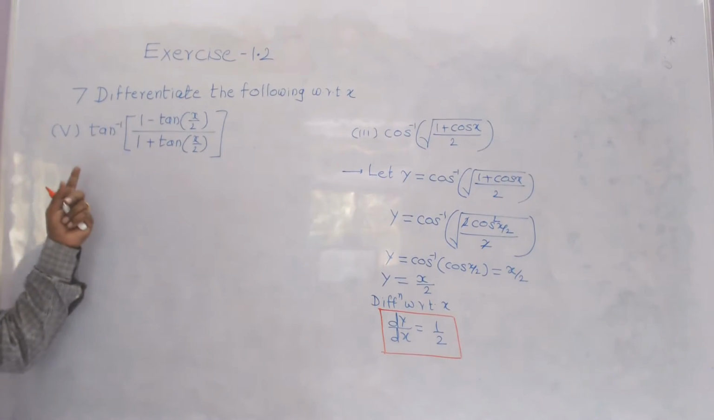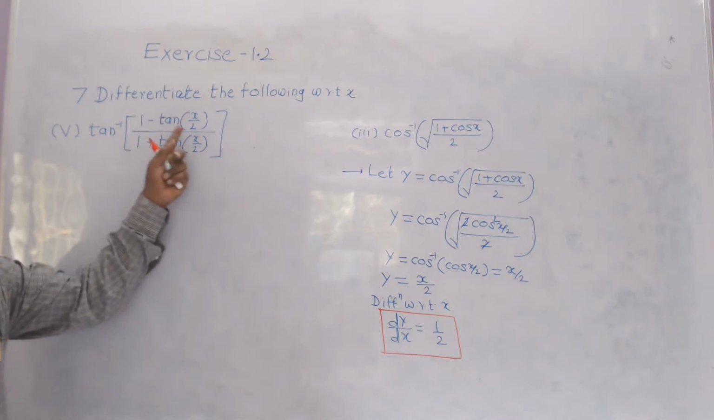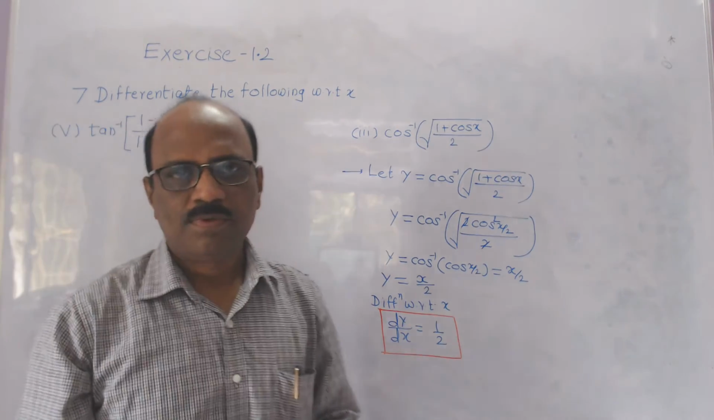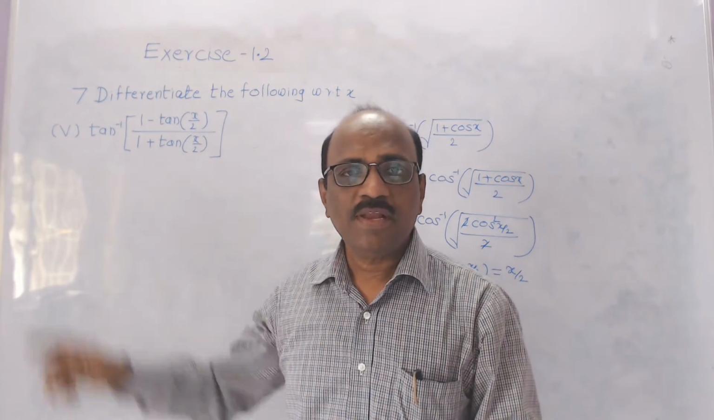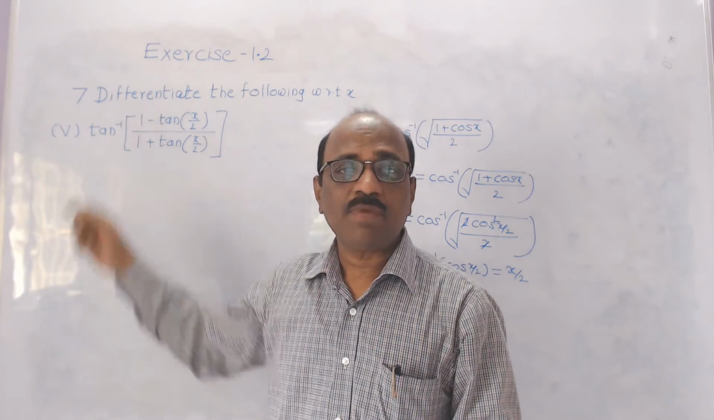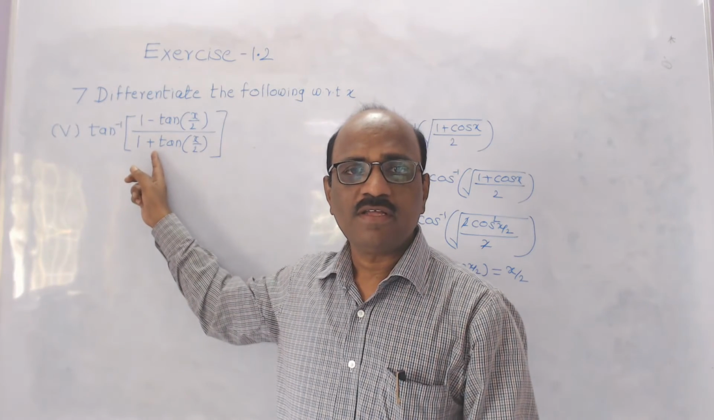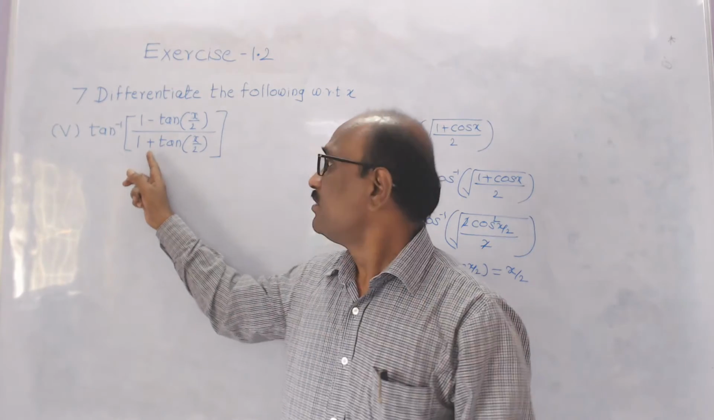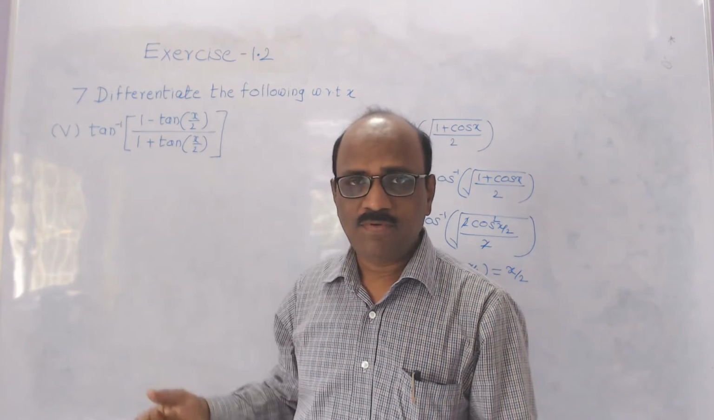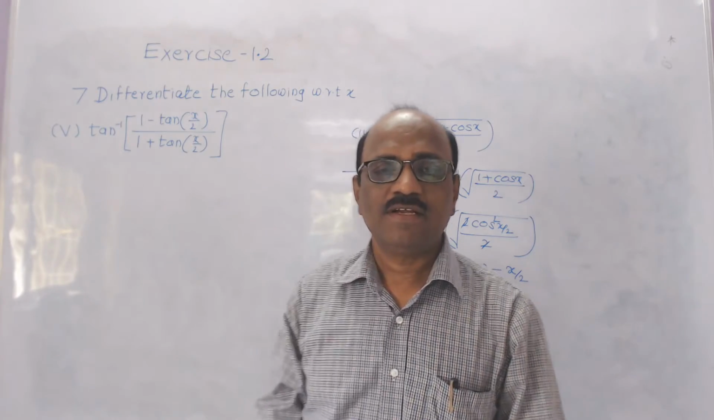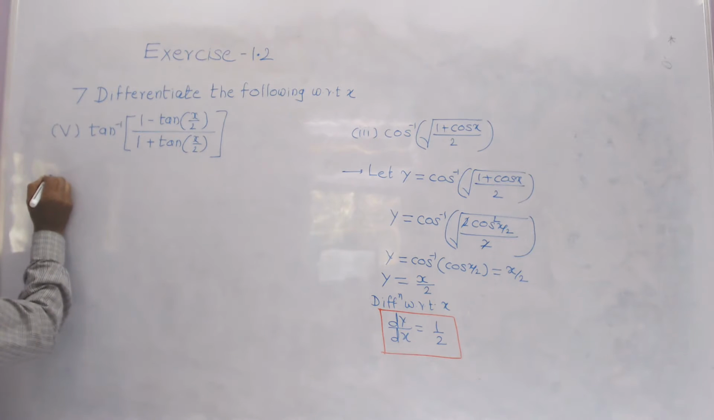Now the next question is tan inverse of 1 minus tan of x by 2 upon 1 plus tan of x by 2. Now we will express this one in terms of tan of pi by 4. And what about the denominator? Here the denominator is 1 plus 1 into tan of x by 2. Then 1 means what? Tan of pi by 4. Then we will express in terms of the tan form. Now see this here.